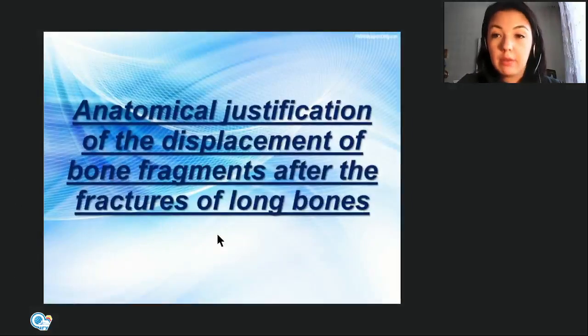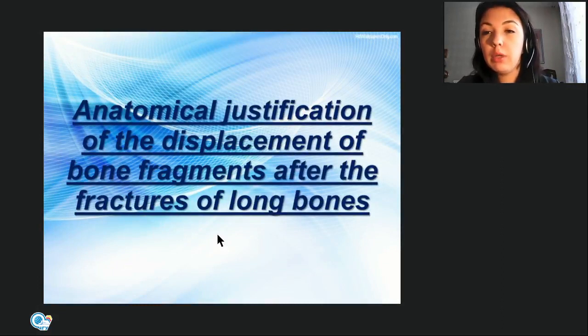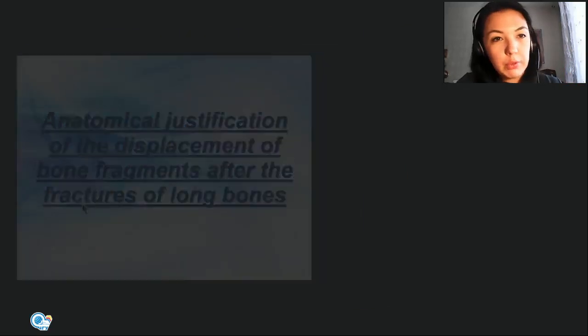And now we must say that all of these types of displacement can be anatomically justified. So actually we can predict displacement if, again, we know anatomy. Yes, so now we will prove it.